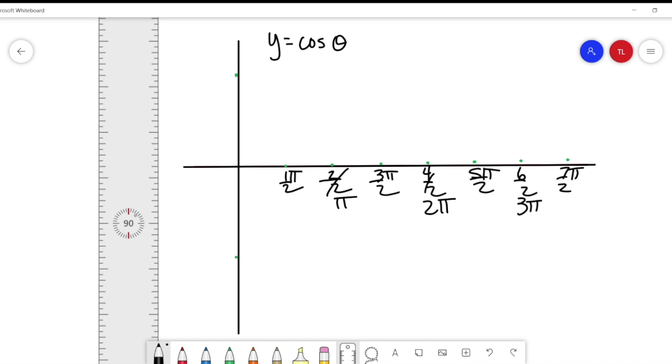Now, tell me what the cosine is at 0. 1. What is the cosine at pi over 2? 0. What is the cosine at pi? -1. And what is it at 3 pi over 2? 0. And what is it at 2 pi? 1. Now people, that's one time around the circle.